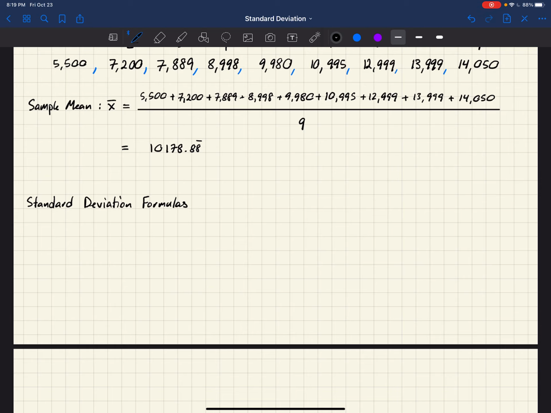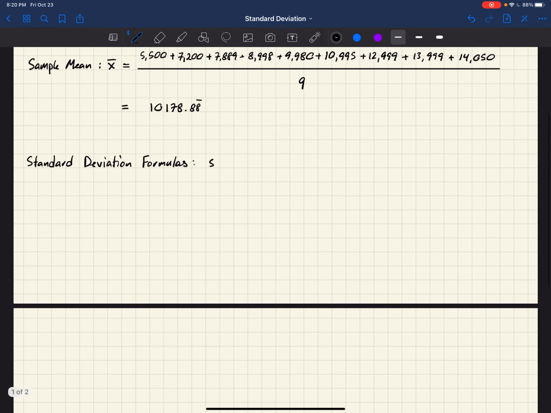So I'm going to write down the two common formulas for the sample standard deviation. Sample standard deviation is denoted by S. And there's a difference between the sample standard deviation, which is an approximation, and the population standard deviation, which is exact, but we almost never have that exact value.